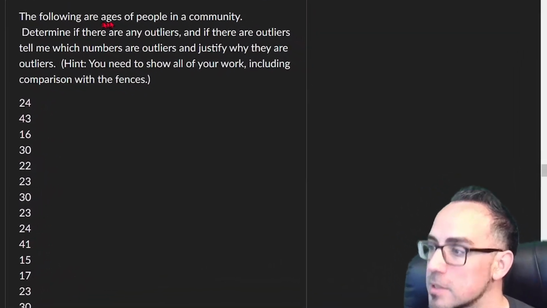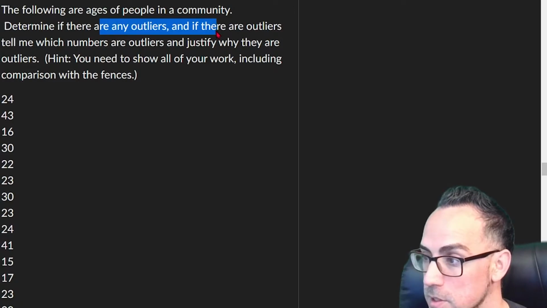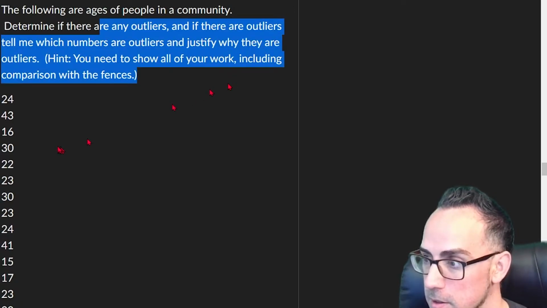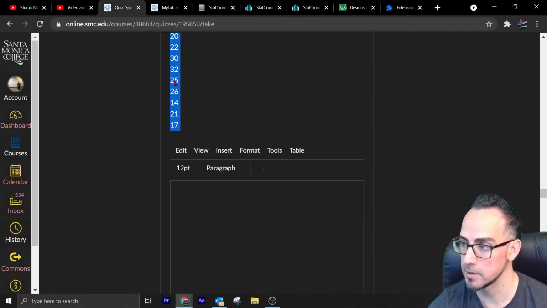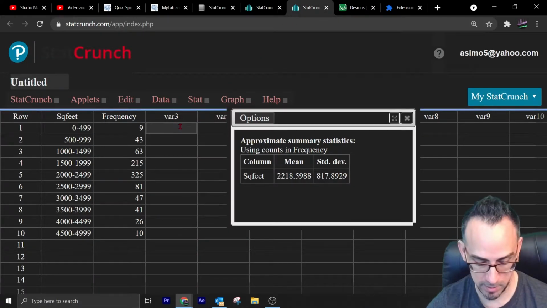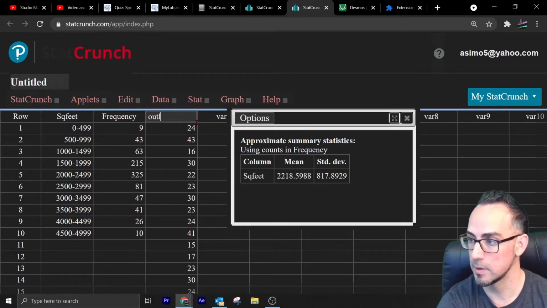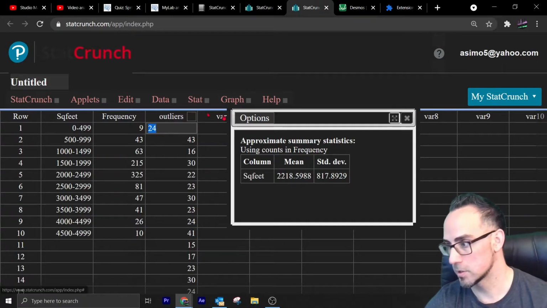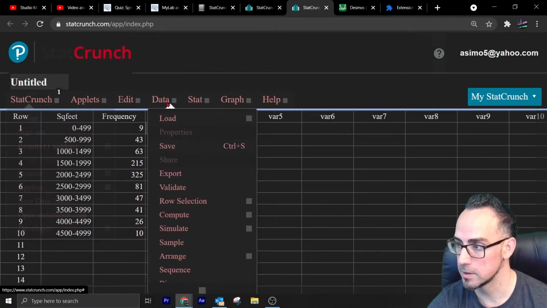The following are ages of people in a community. Determine if there are outliers. And if there are outliers, tell me which numbers are outliers and justify why they are outliers. Okay, let's see if there's any outliers. How do we check for outliers? We got to get the fences, right? So copy, go to StatCrunch. We can plug it in right here. Variable 3. This is for our outlier stuff. Outliers. So I'll just label that just in case I forget where I put it. So I'm gonna say outliers.